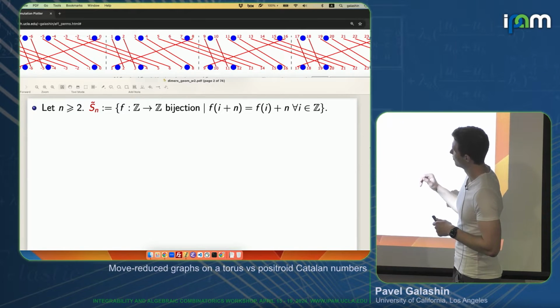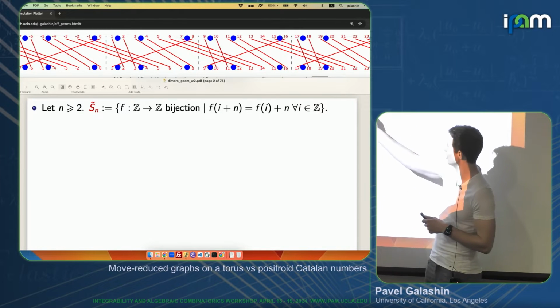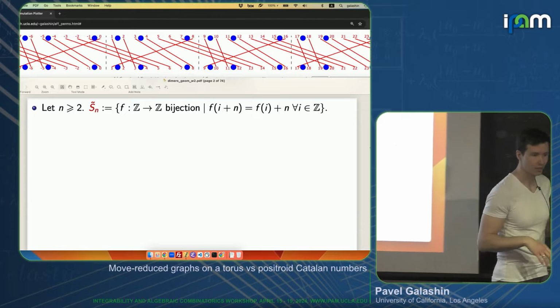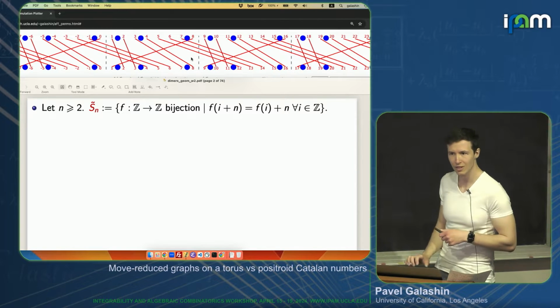Here's the definition. An affine permutation is a bijection from Z to Z which is n-periodic, just like in this picture here. This picture is 8-periodic.